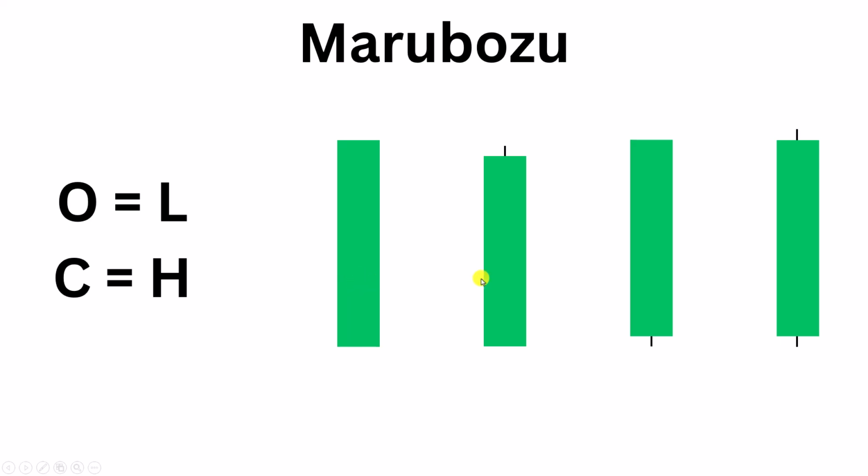Now this is also considered as Marubozu. This is also considered as Marubozu. This is also considered as Marubozu. These two have names, which I think is not necessary for you to remember. This is called a green opening and this is called a green closing candle. Do not worry about the names.